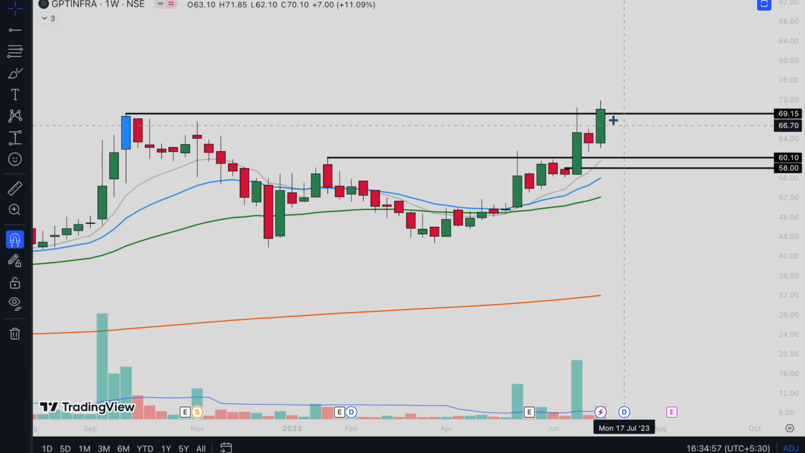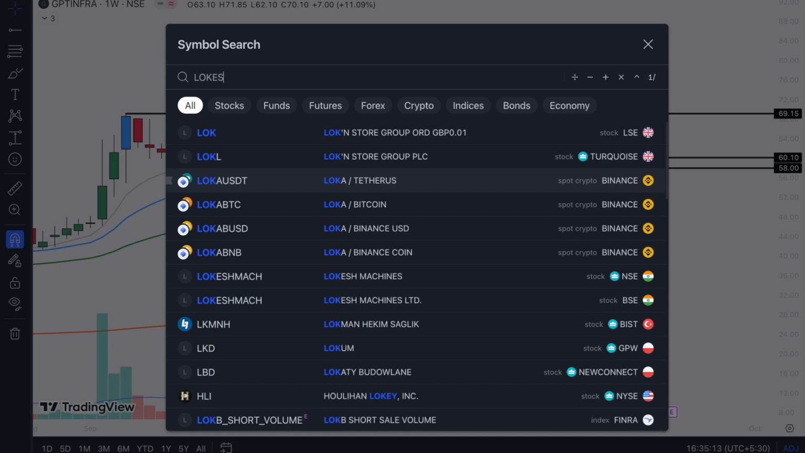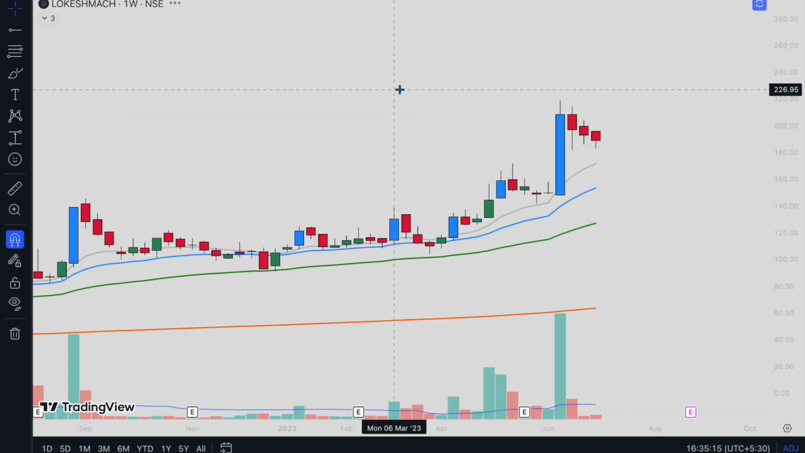So now if GPT Infra decides to consolidate here, give us some correction here, then that would be a brilliant opportunity. But yeah, this was one trade that we did, and we don't trail it because this is how the stock is designed. Another was Lokesh Machines.